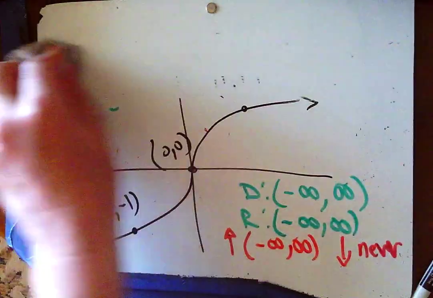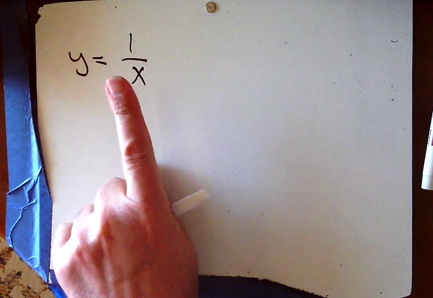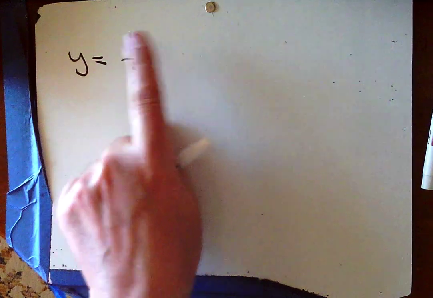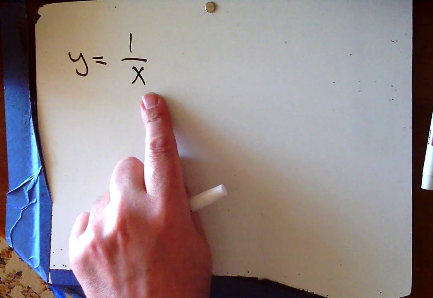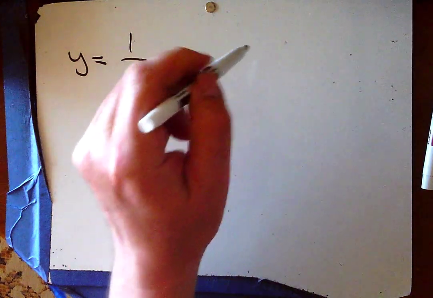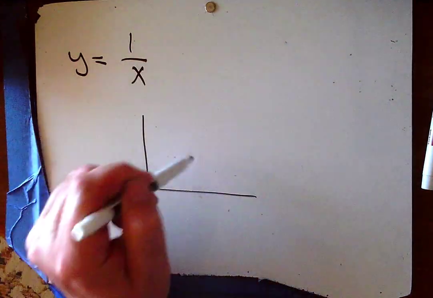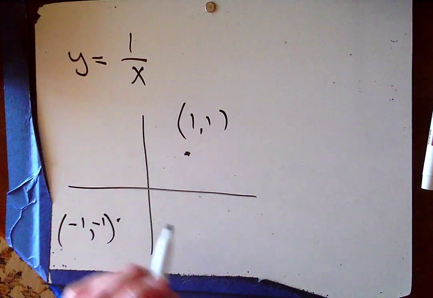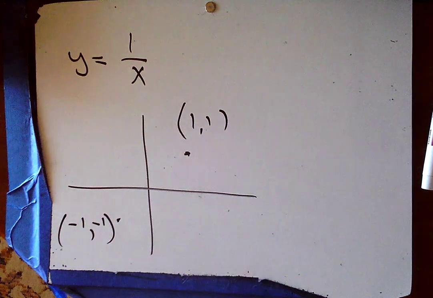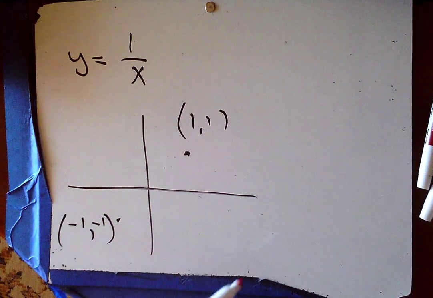Next, we've got 1 over x. Now, 1 over x is different. We're going to do a little mini unit on rational functions. When we see fractions with algebra with x's in them, we call that a rational function. And we'll do a mini unit after that, after we take on our unit about polynomials. So what does this look like? Well, this one does pass through 1, 1, does pass through negative 1, negative 1, does not pass through 0, 0. Instead, this graph has something called asymptotes.